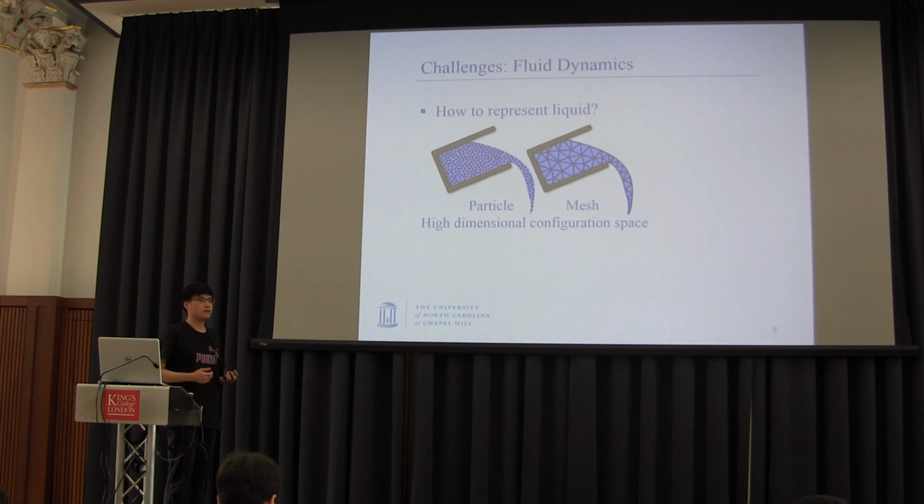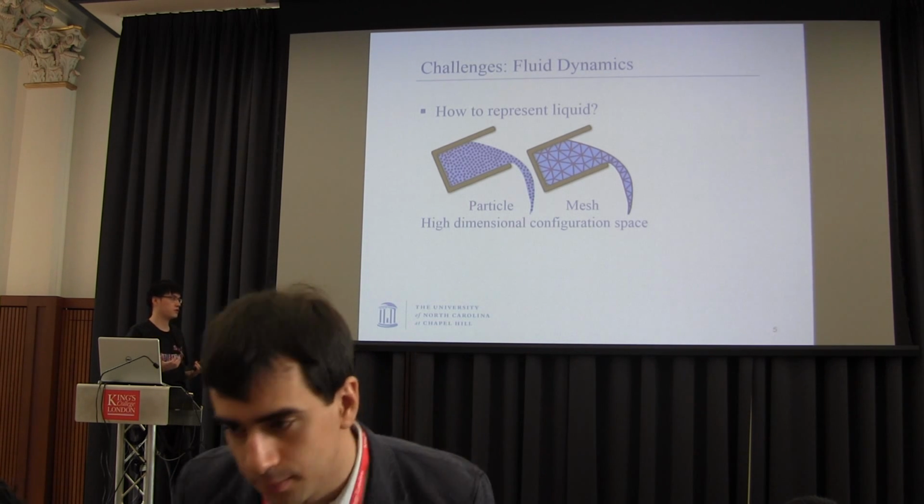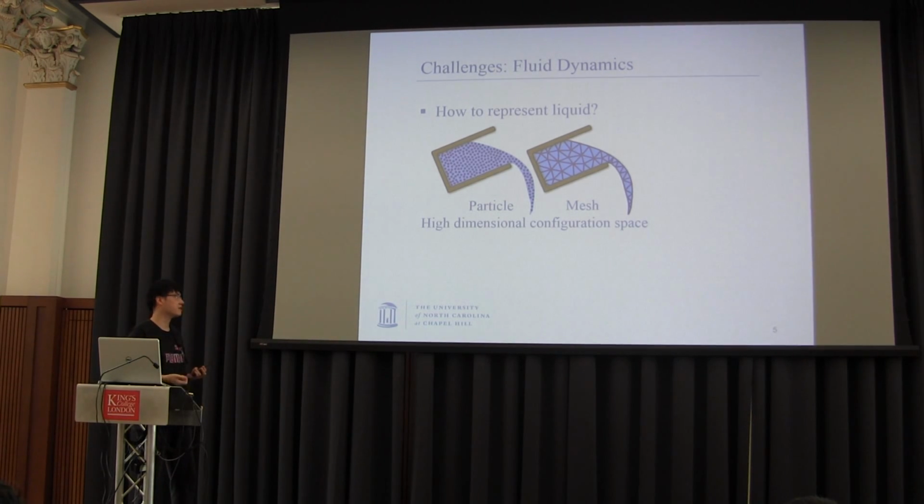So the challenge in solving this kind of motion planning problem comes from both fluid dynamics and the motion planning problem itself. On the liquid dynamics side, it's already very difficult to represent this highly deformable liquid body. For example, you want to capture the free surface shape. You can either introduce a large set of particles or you can use a general volumetric mesh, but either way, you need to introduce a large number of variables. So this gives you a motion planning problem in a really high dimensional configuration space.